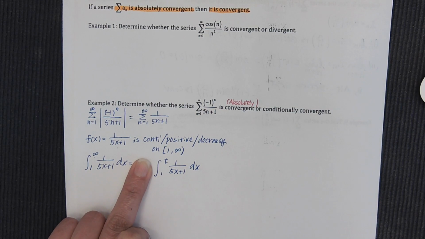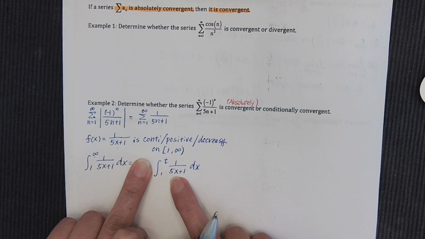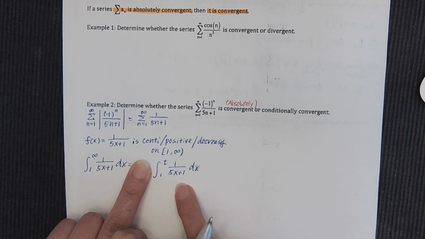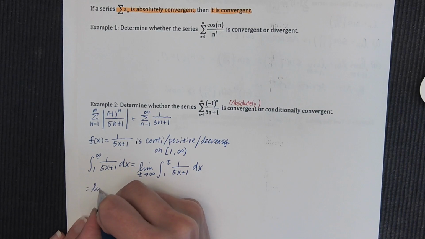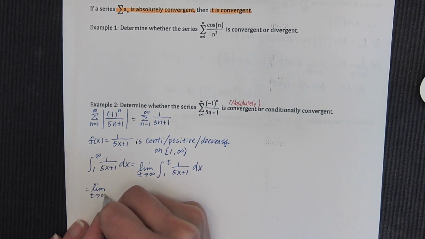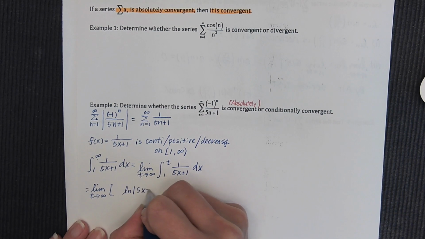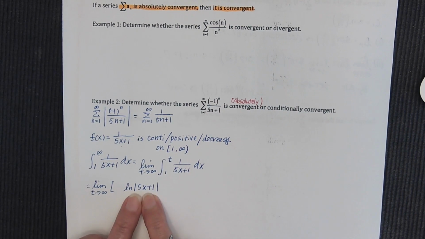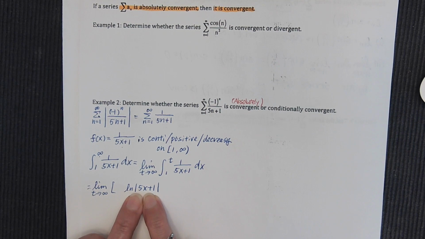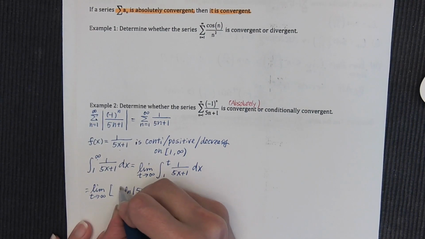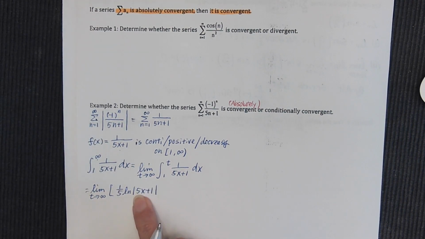Which integral is that one? Anyone? I'm sure you guys know it. It's ln of 5x plus 1. That's it. The limit has nothing to do with it right now, just leave it. Natural log of 5x plus 1. But again, what's happening with the chain rule here? Times 1 over 5. Yes, 1 over 5, because you have to take the inverse.